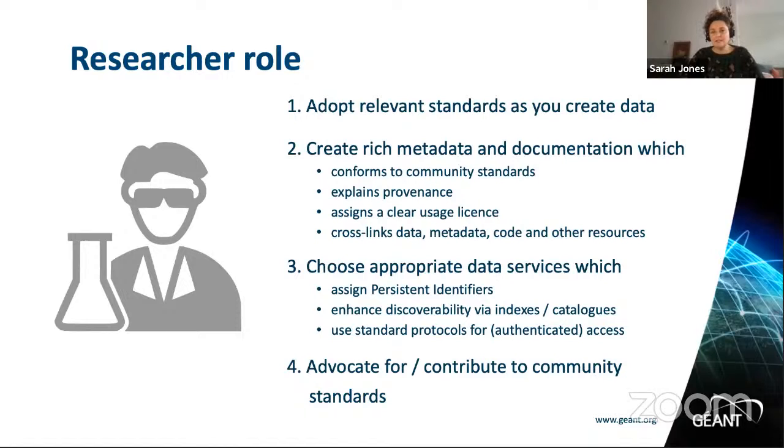And then I think the other key thing for research communities to do is to choose appropriate services. And I'll provide some advice on this. You want to look that those services help enable FAIR, that they assign the IDs, that they're making the metadata accessible to others so it can be harvested and placed in broader catalogues and indexes, and that they're using all of the standard protocols for things like the access.